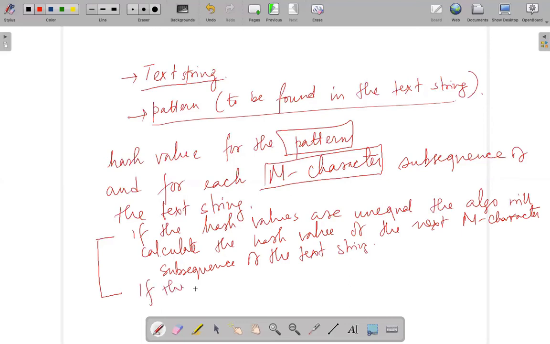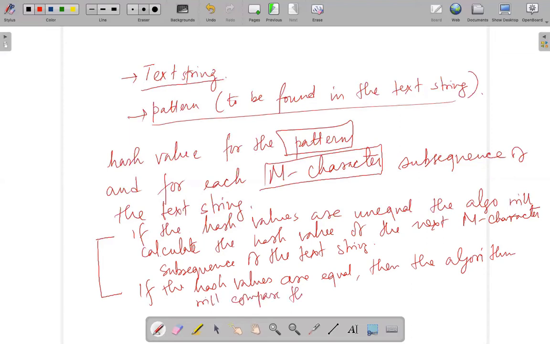If the hash values are equal, then the algorithm will compare the pattern with the m character subsequence, character by character.